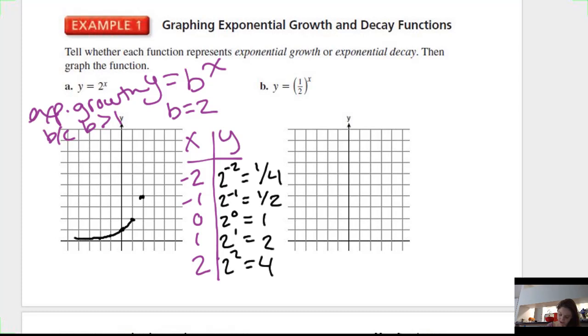The x-axis is the asymptote, so the line gets closer and closer to the x-axis, but actually never touches. And I will just label this y.